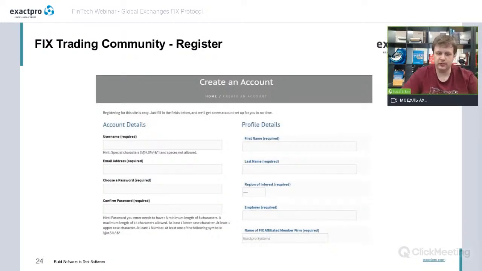So what you need to do if your current company is a member of the fixed trading community, you can go to the fixed trading community website, press register, create an account, and specify the name of the fixed affiliated member firm. And you'll be able to access all materials that are currently present on the fixed trading community website.